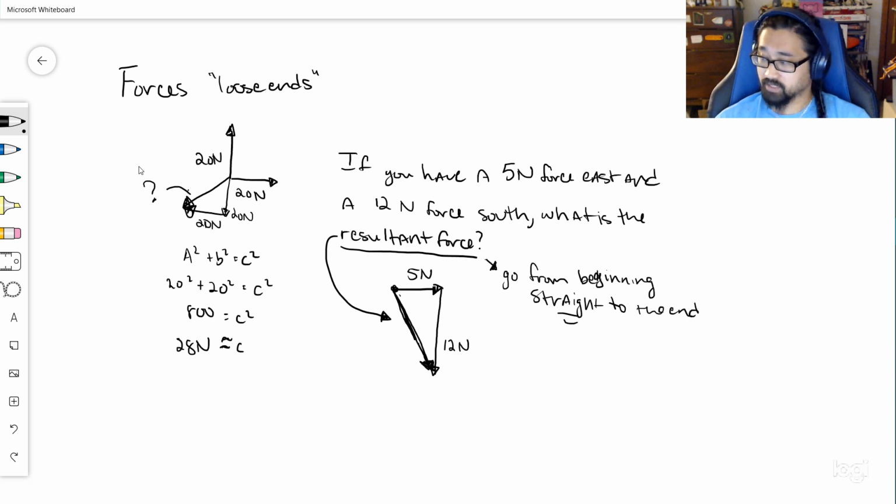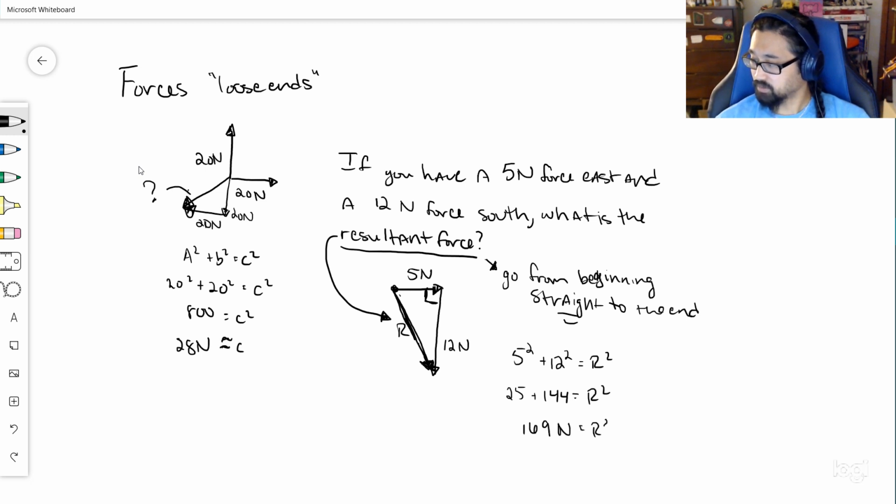In order to do that, south and east make a right angle with each other, which means I'm going to do 5 squared plus 12 squared equals, I'm going to call it r for resultant, r squared. This is 25 plus 144. That equals r squared. So 169 newtons equals r squared. Actually, newtons squared. I'm going to leave that off for now.